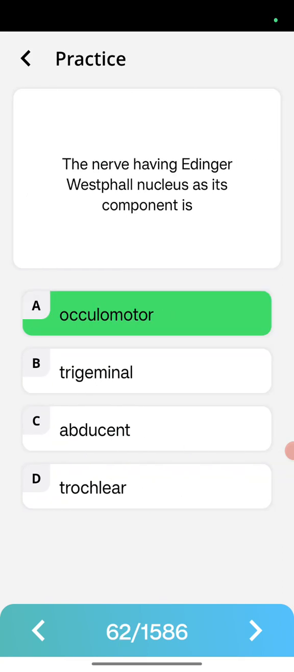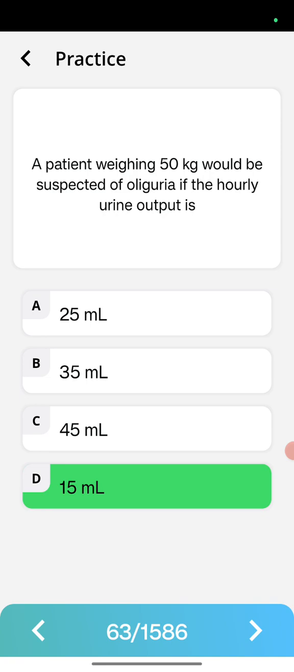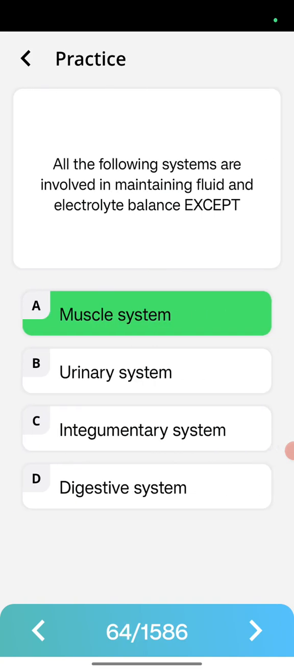The nerve having Edinger-Westphal nucleus as its component is oculomotor. A patient weighing 50 kg would be suspected of oliguria if the hourly urine output is 50 ml. All the following systems are involved in maintaining fluid and electrolyte balance except the muscle system.